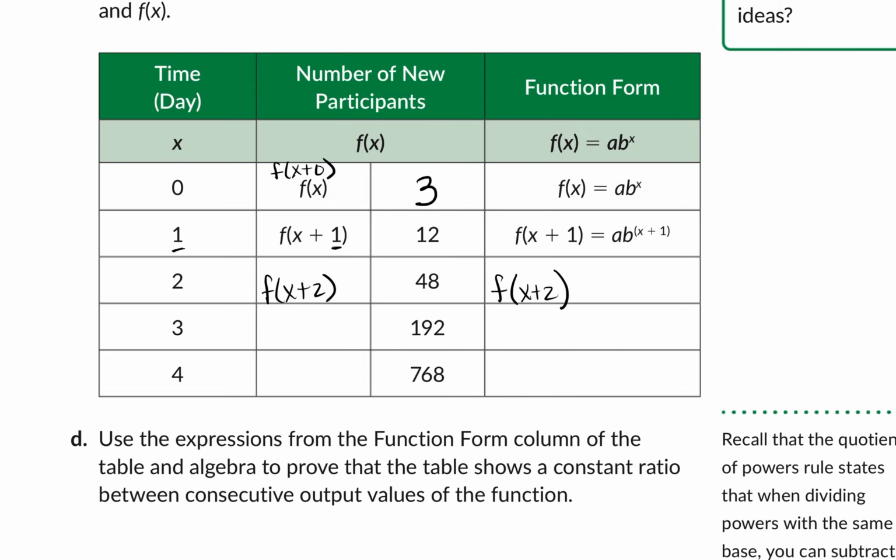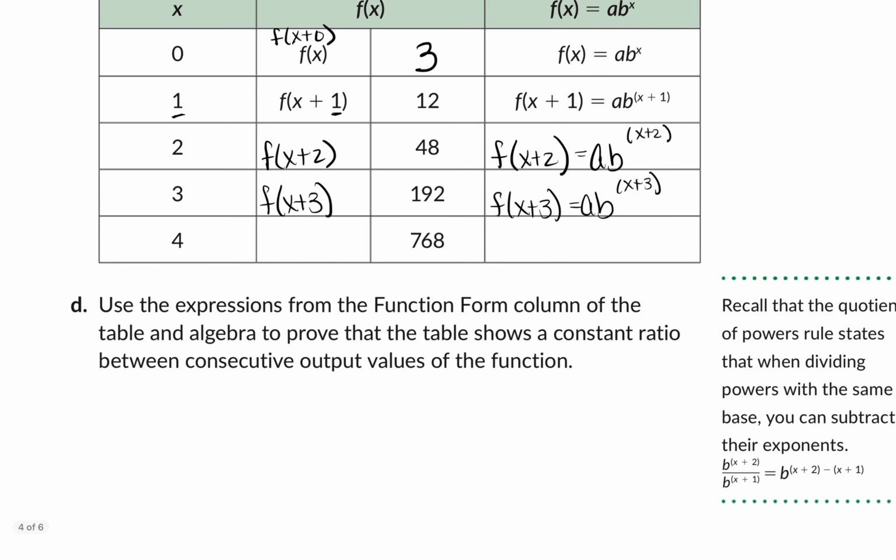And then again, you're kind of looking to see what the patterns are that you see. Equals AB, your exponent is x plus 2. Follow the same pattern, x plus 3. Then you have f of x plus 3, AB, and then x plus 3. So with 4, it's going to be the exact same thing. F of x plus 4. And then you're going to fill out this side over here.